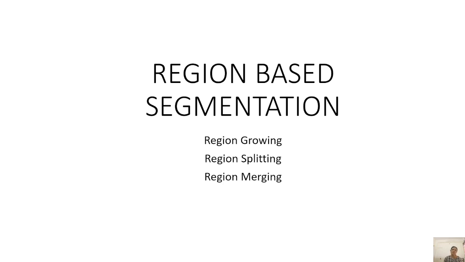Till now we have seen thresholding and edge-based segmentation. All those are based on the dissimilarity between the pixels. Here we are looking at the connectivity of similar pixels in a region, and based on that we are dividing the regions. That is basically region growing, region splitting, and region merging. I can explain all these methods with the help of an example. First we will see region growing.